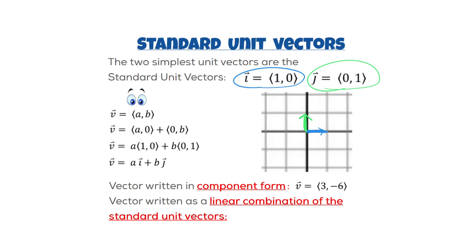Pay attention to your directions. If they say component form, this is what they want. If they want it written as the linear combination of the standard unit vectors, what they want instead is for you to write it with a 3 vector I minus 6 vector J. This is the linear combination. Don't put it in parentheses or brackets. Don't put a comma. There it is. Done. Just a different way to write it. It means the same thing.